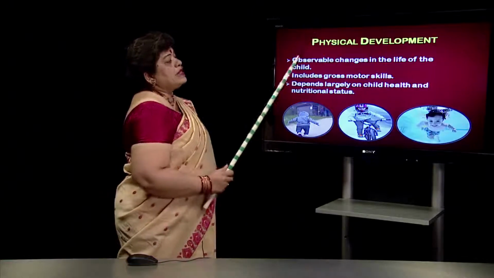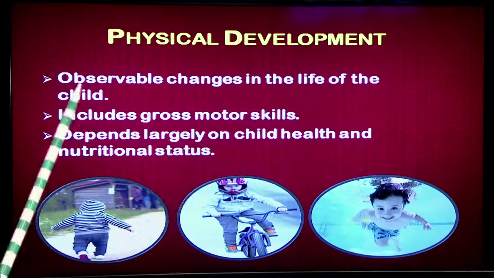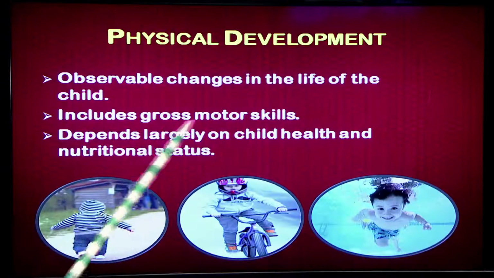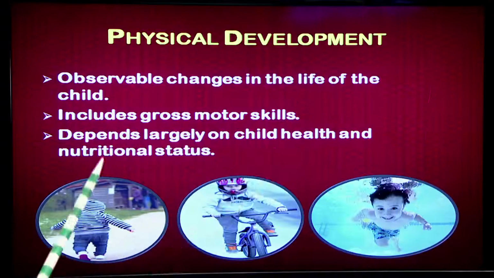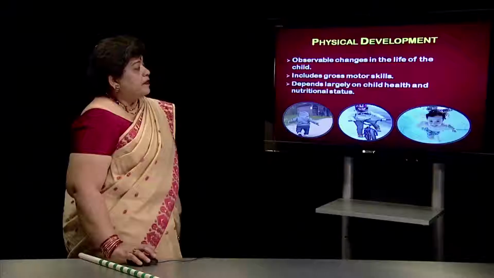Physical development is the observable change in the life of the child. It includes gross motor skills, and it depends largely on the child health and nutritional status. If the child will not have good health and nutritional status, then physical development will be affected.